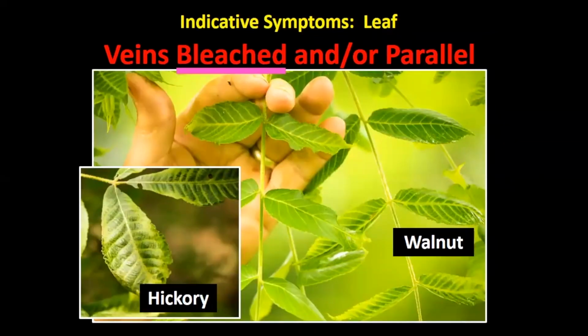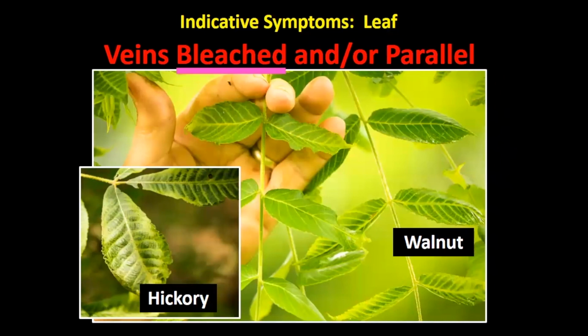Okay, another one is what we call veins bleached and or parallel, and or venal bleaching. And we'll talk about the parallel veins in just a moment. But here you see this illustrated in two species, walnut and hickory, walnut on the right, hickory on the left.